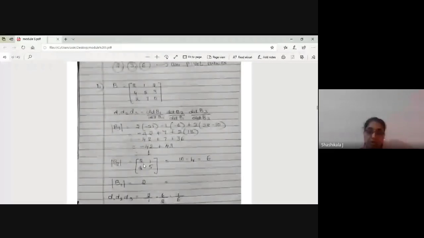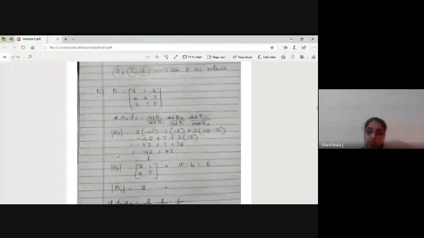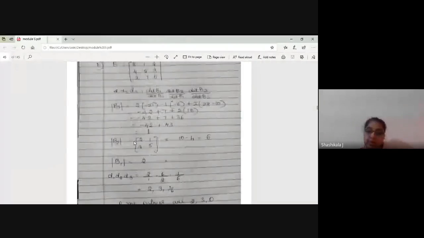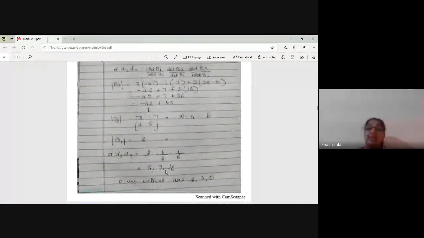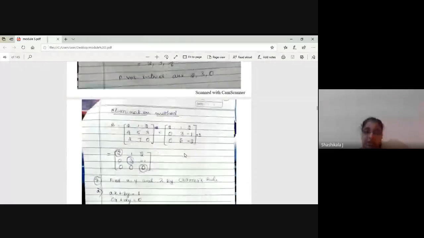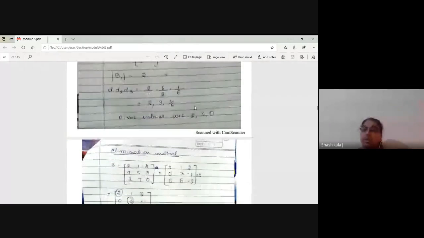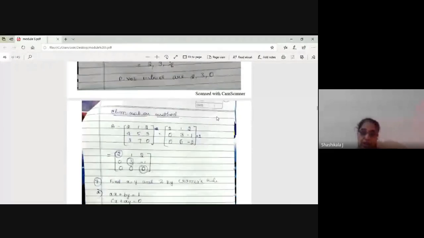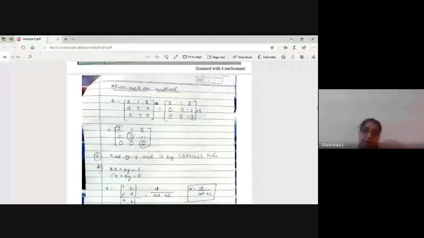B3 is 1, B2 is 6. Again for B2 you take 2, 1, 4, 5, and B1. So it is 2, 3, 1 by 6. Yes, in this it is 1 by 6. Here 1 by 6 cannot be a pivot, so the pivot entries are 2, 3. If it is a fraction value less than 1, you make it 0. So in the elimination method, when you do this, you are going to get 2, 3, 0.